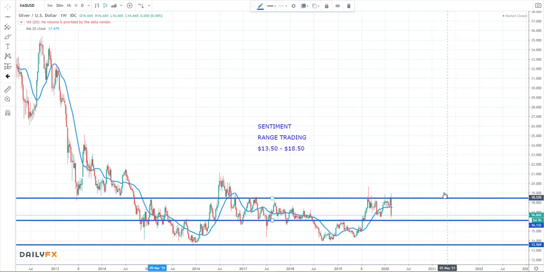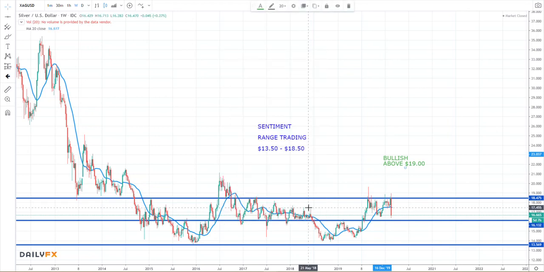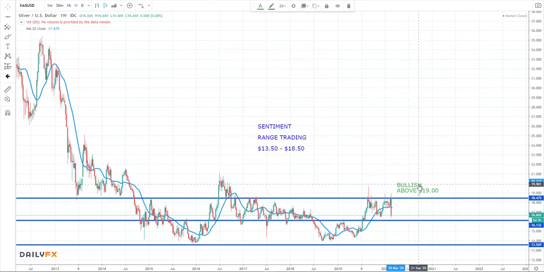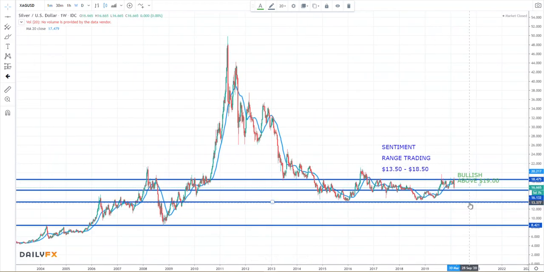But in order to go bullish, we need to see price close above $19. Let's go ahead and note that. Bullish above $19. Okay. So we'll put that note there. Now the good news is, I guess, if we did see price come down to $13.50, that might be a pretty good buy because that's been some good support historically past few years. But definitely right now, we'll just see what happens.